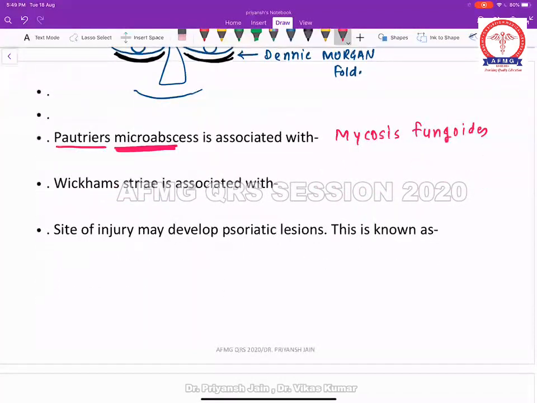Wickham striae is seen with lichen planus. Wickham striae in the oral cavity, or I can say oral mucosa, are suggestive of lichen planus.